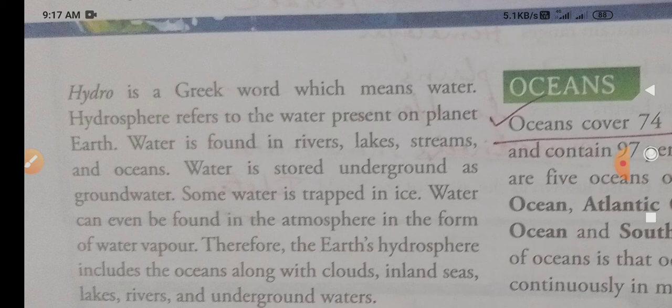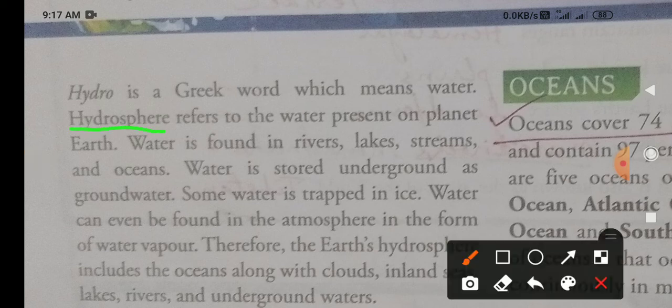Okay, so however, now let us try to see. You might have heard about the hydrosphere. Hydrosphere refers to the water present on planet Earth.